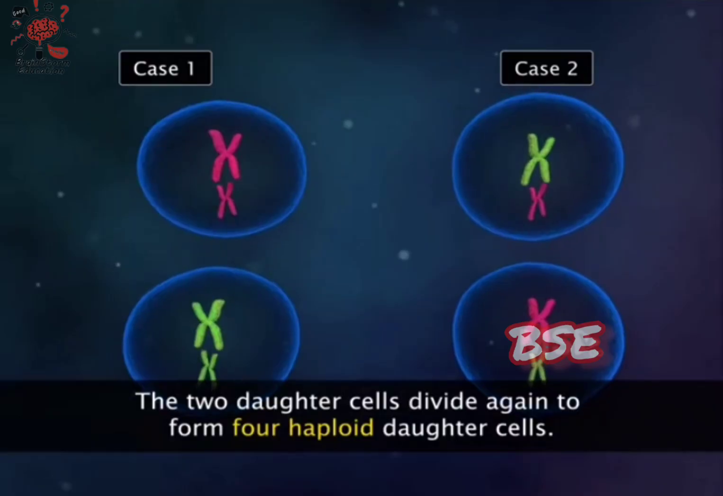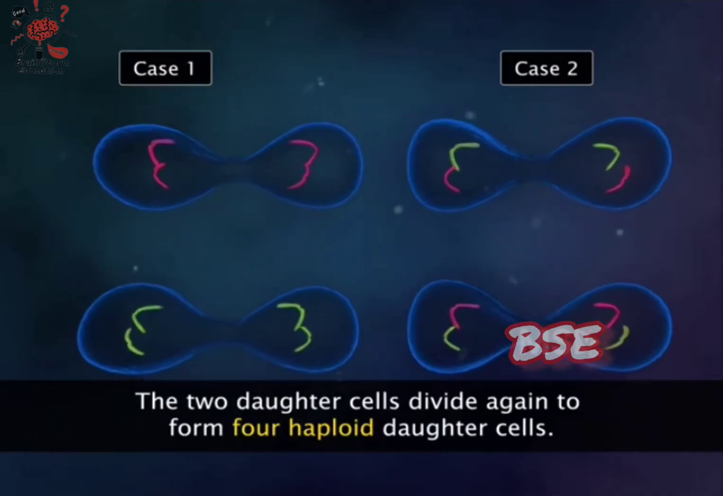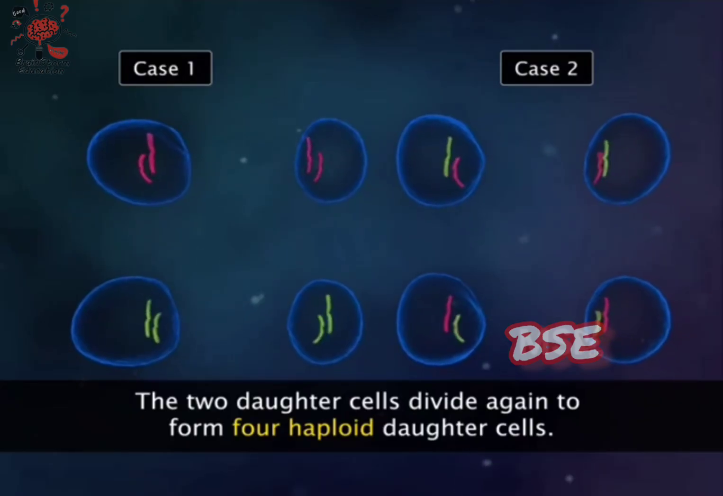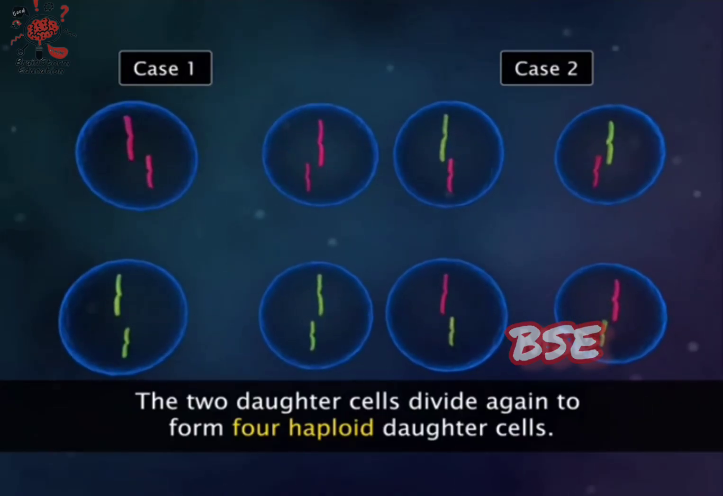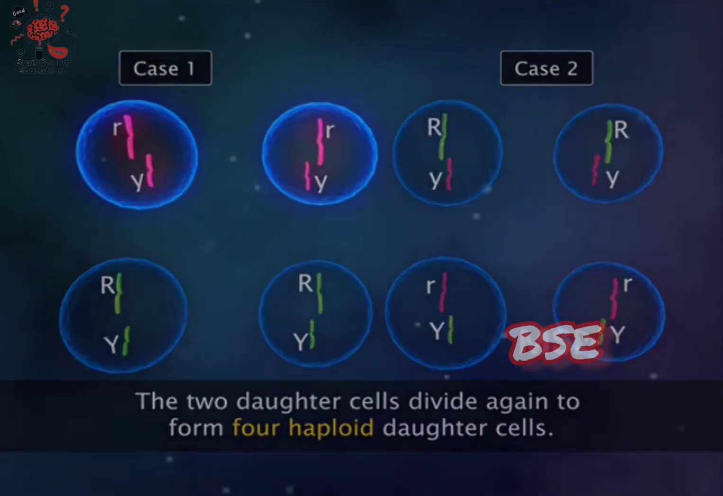In the second phase of meiosis, the cells divide again to form gametes. Notice that there are 4 different types of gametes. One quarter are formed with capital R and capital Y, 1/4 with capital R and small y, 1/4 with small r and capital Y, and 1/4 with small r and small y.